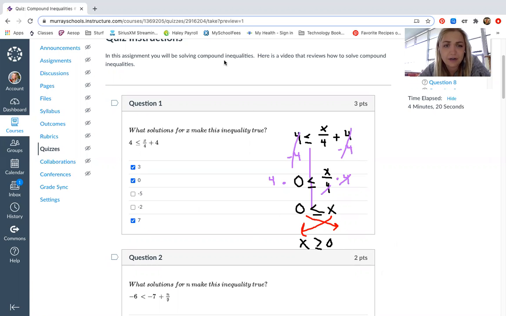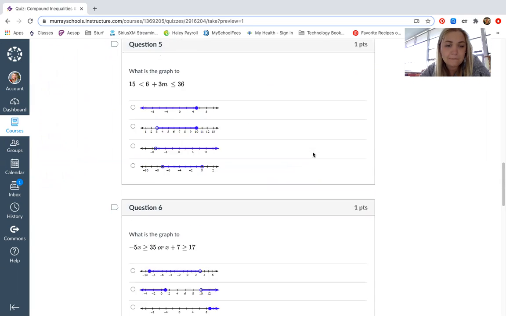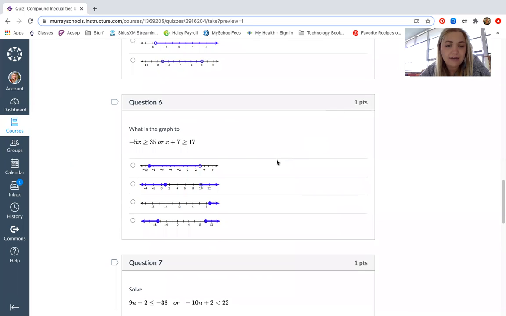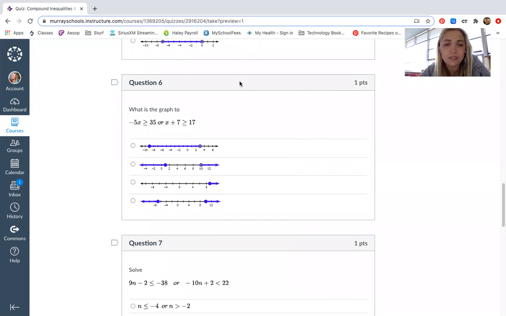All right, let's look at the next problem. The next one that I want to go over is problem number 6. All right, what is the graph to this inequality? This is a compound inequality because there's an or statement in the middle. So I have negative 5x is greater than or equal to 35, or x plus 7 is greater than or equal to 17. All right, let's see what we get here.